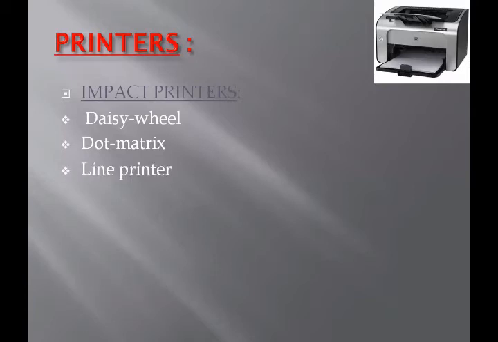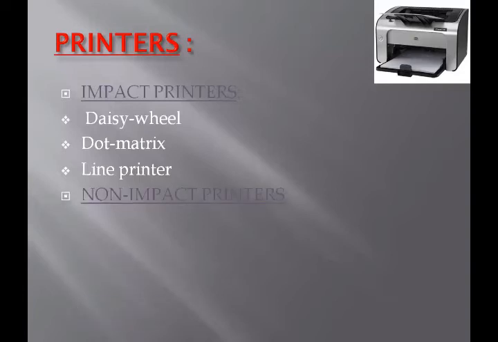Third is line printer. It contains a chain of characters or pins that print an entire line at one time. Line printers are very fast but produce low quality print. Drum printer and chain printer are the subdivisions of the line printer.